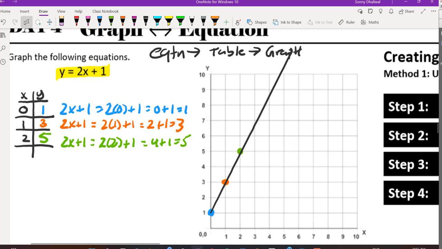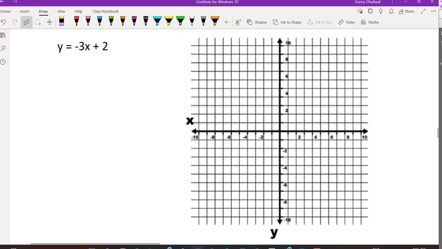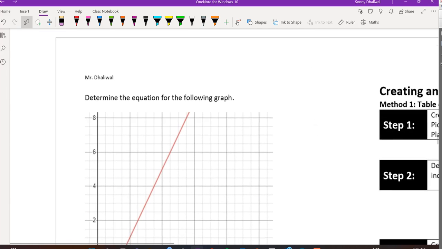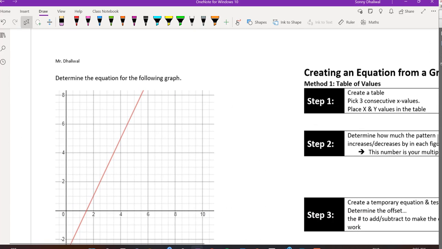There you go. Okay. So we'll skip to the back side. Now we're going the other way around. We have a graph. We're going to make a table. That's our data. Then we're going to make the equation happen.